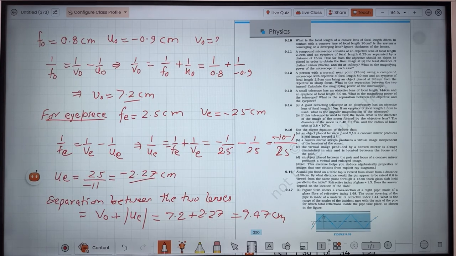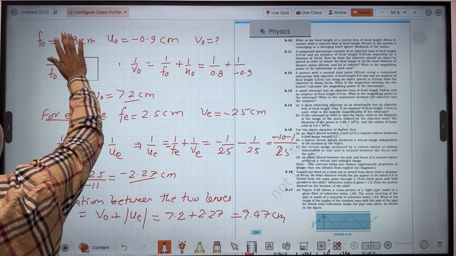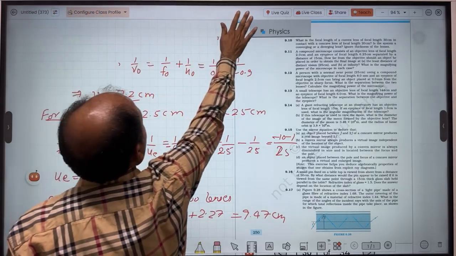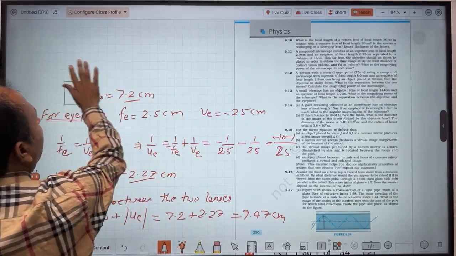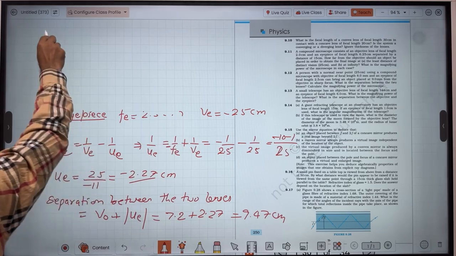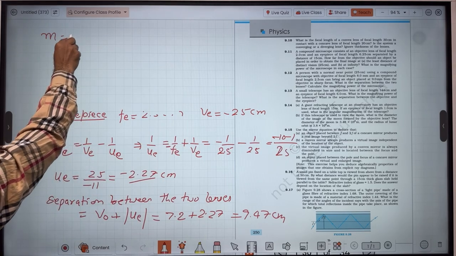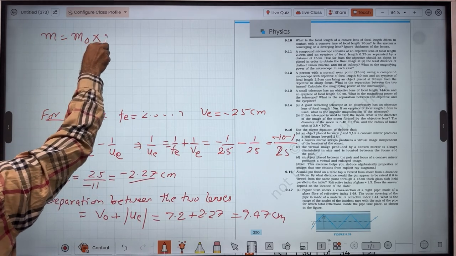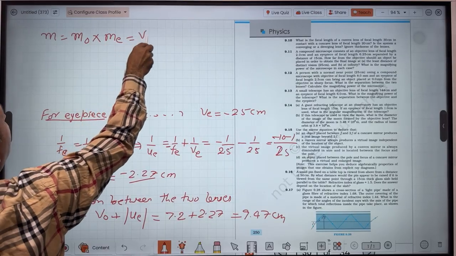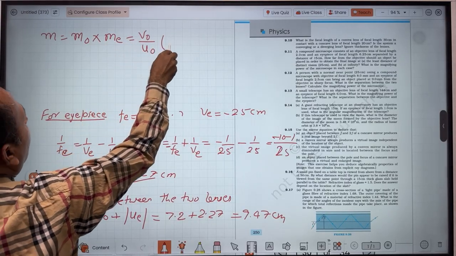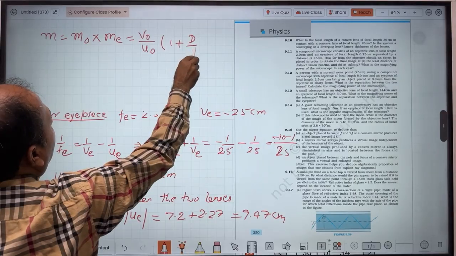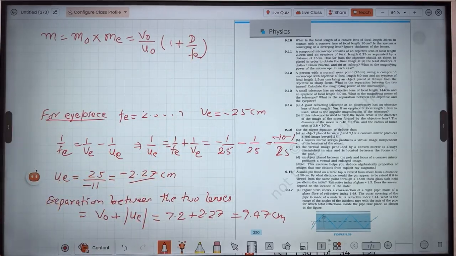Now we have to find out magnifying power. So magnifying power can be found by using formula. You remember? So what is magnifying power? So formula is M equal to MO into ME, which can be written as VO upon UO into 1 plus D upon FE, right? So we have all values, we can put them.